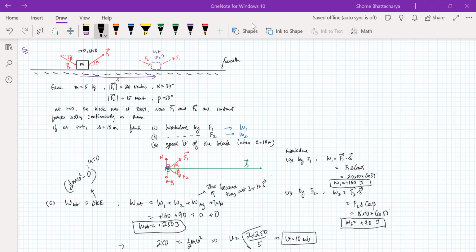Understood? So because the question said that the body is starting from rest. If we did not know that, then the initial kinetic energy would have been an unknown quantity. But here it's known that it's 0.